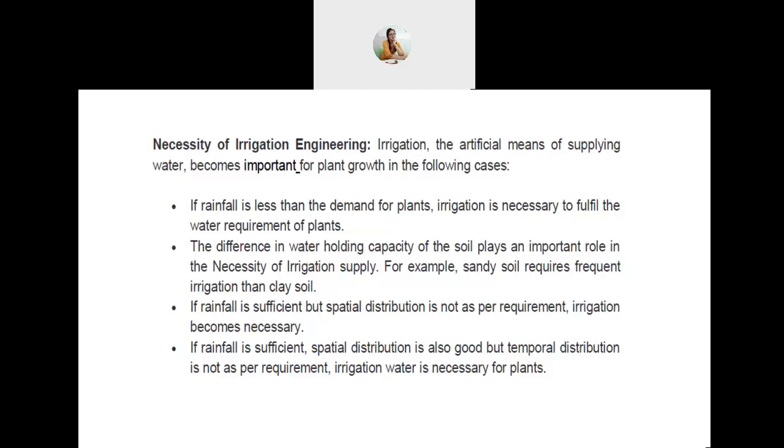Thirdly, if rainfall is sufficient but spatial distribution is not as per requirement, irrigation becomes necessary. If rainfall is sufficient, spatial distribution is also good, but temporal distribution is not as per requirement, irrigation water is necessary for plants. Now I will show you a video.